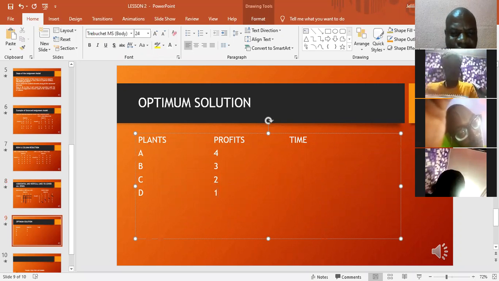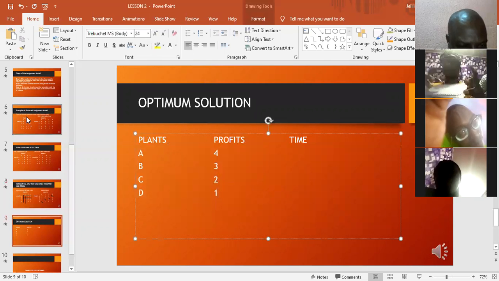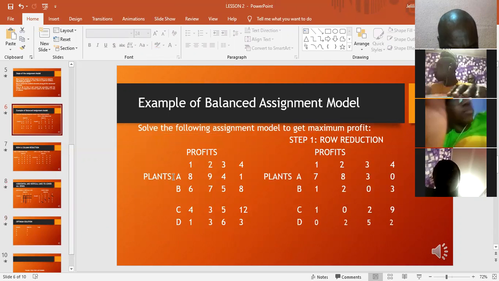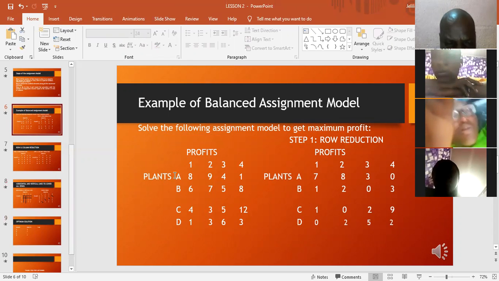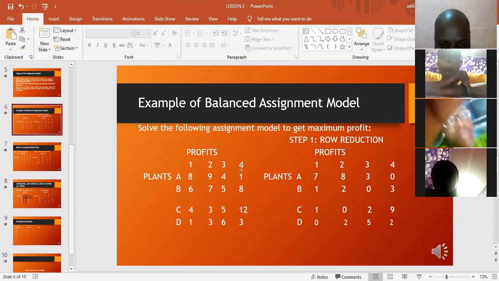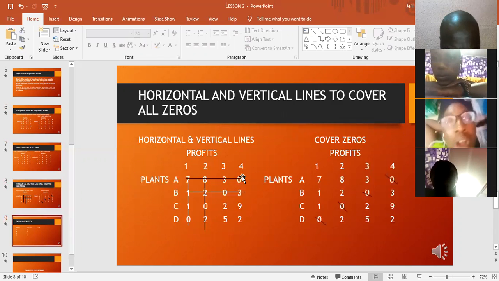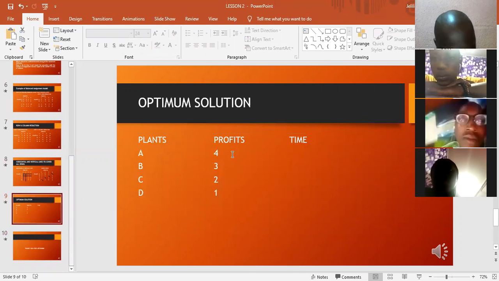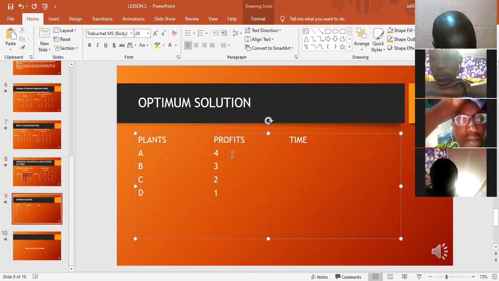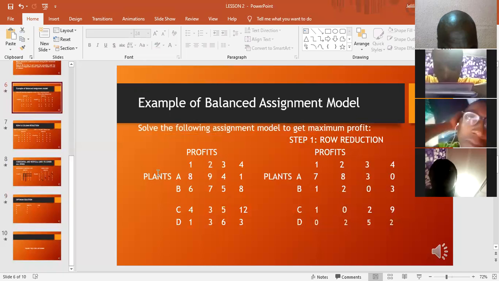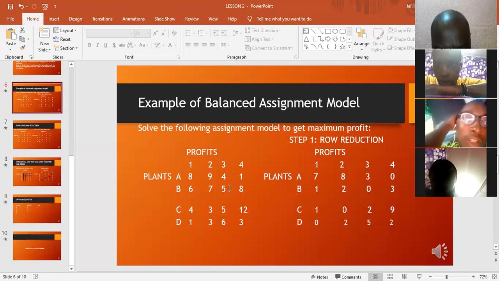Now, let's go back to the original question. This is the question now. This is plant A. And mind you, we covered plant A under profit 4. What is the value under profit 4 for plant A? What is the value that we cover? It is 1. So we have to put 1 here, under time. So let's go back to the question again. We cover plant B under profit what? 3. So what do we have under 3? 5. Covered. It is 5.